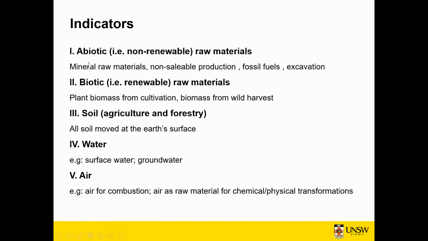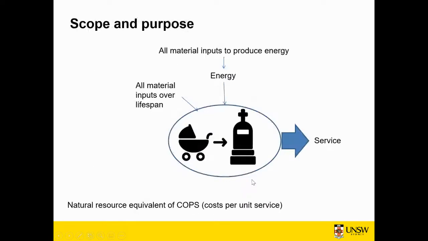So these are examples of what is accounted in each one of those categories. And as I said, water and air, if they're doing separate, so we can look at consumptions of surface water, consumption of groundwater. We have air for combustion, air for physical and chemical and biological transformations.